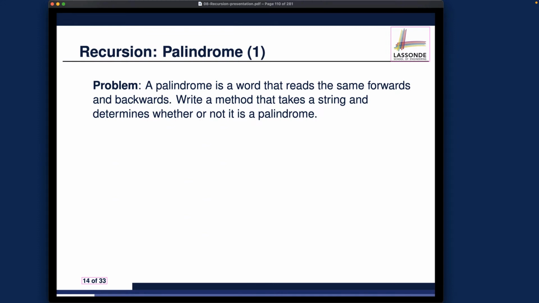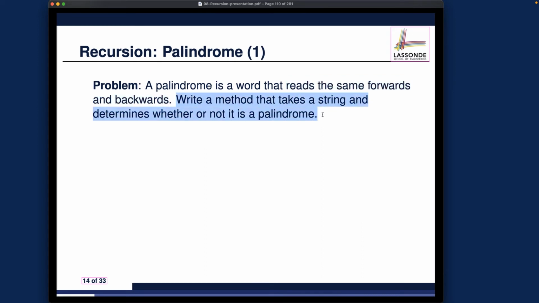The first problem to solve recursively is to determine whether or not a string is actually a palindrome. Let's define what a palindrome is. A palindrome is simply a string, a word, that reads the same forwards and backwards. So if you read from left to right and from right to left, they simply read to be the same string.